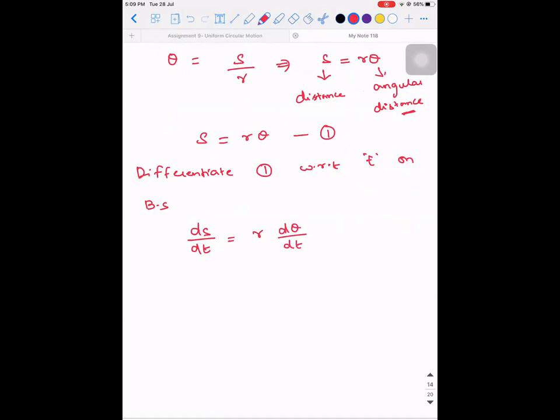So what do I call this? Rate of change of distance. What is it? Speed. Guys, are you able to understand or not? I'm not getting a response. Yes, sir. So V is equal to, so linear speed is equal to R into, what is d theta by dt? This is angular velocity or angular speed. So what can we conclude? The linear speed is equal to R times the angular speed.